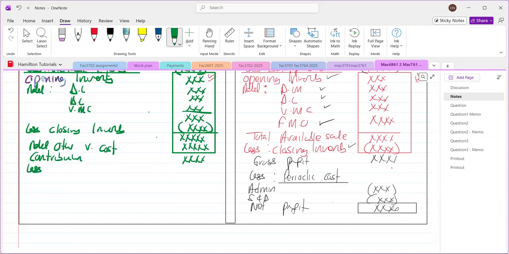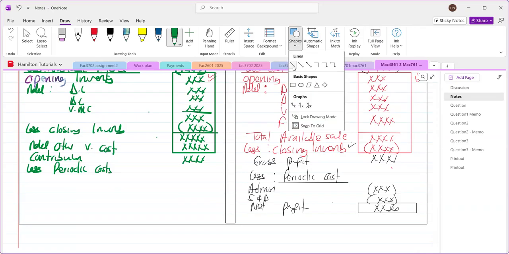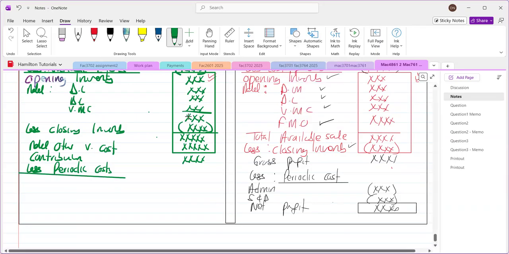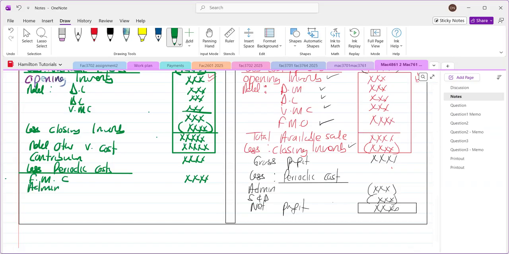Then you say less periodic costs. If you want, you can say less fixed cost here, right? Because you have only taken into account the variable cost thus far. So you can say less fixed costs. Then the first one that you have is your fixed manufacturing overhead or costs, which you bring here. Then you can have your admin, you can have your sales and distribution. Once you deduct this, you are going to get your net profit.